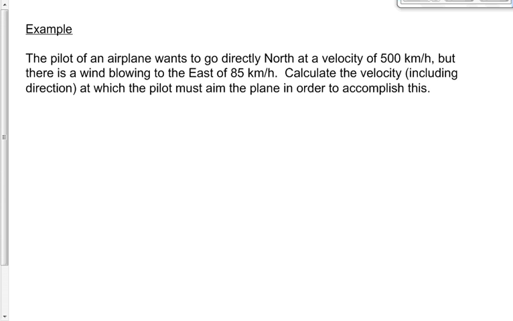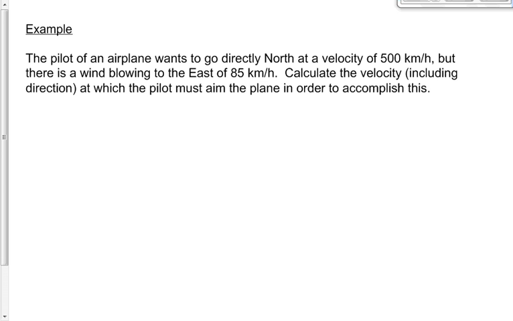We've all experienced this before, right? Driving down the highway, there's a big Chinook wind blowing in from the west. What do you got to do to your steering wheel? It's like you're aiming way over towards Banff. You're aiming at some angle towards the mountains, right? Because there's a wind blowing to the east, you have to aim somewhere northwest or southwest to go straight, right?